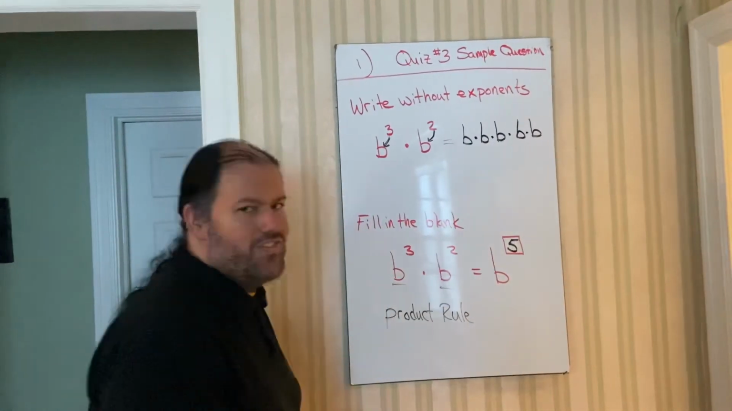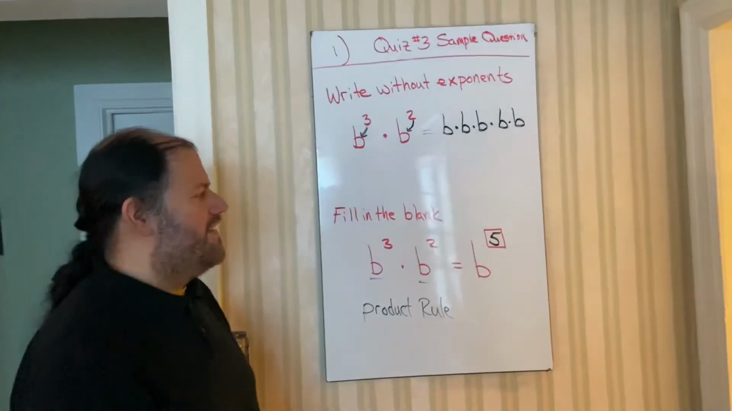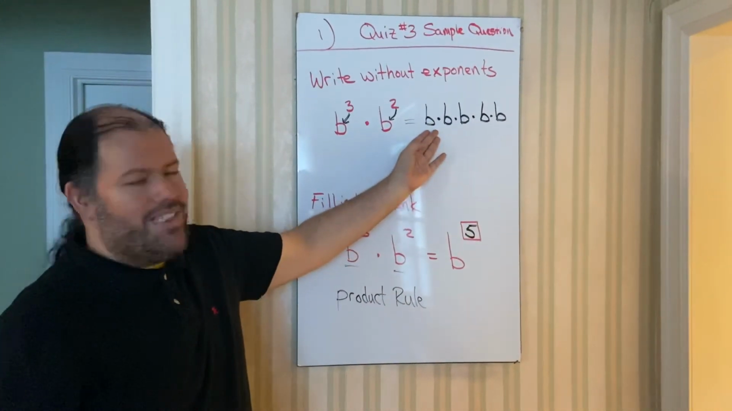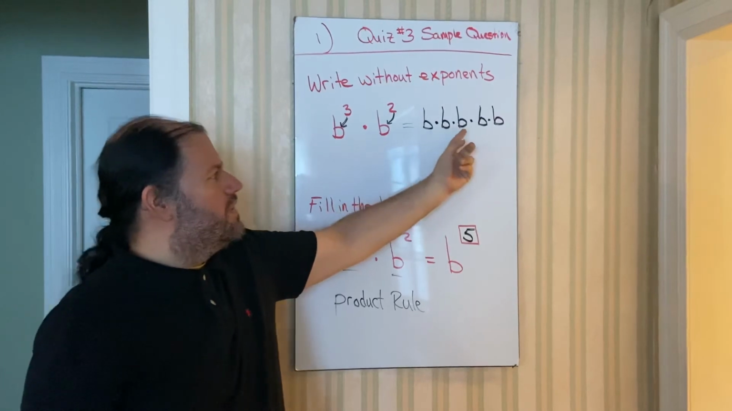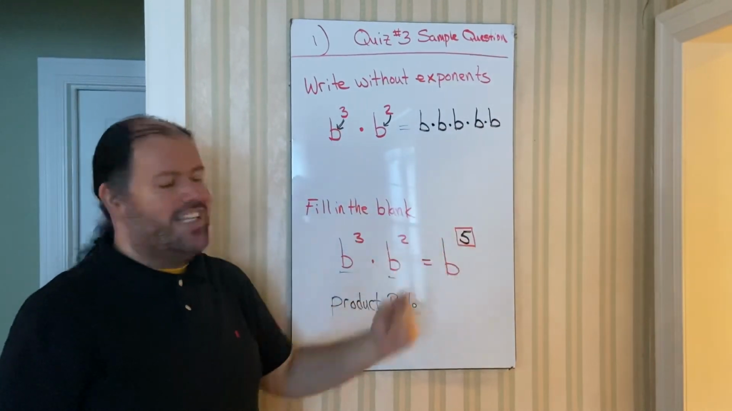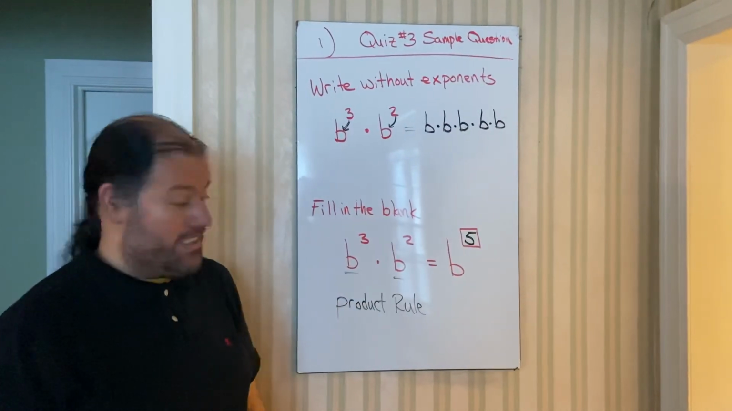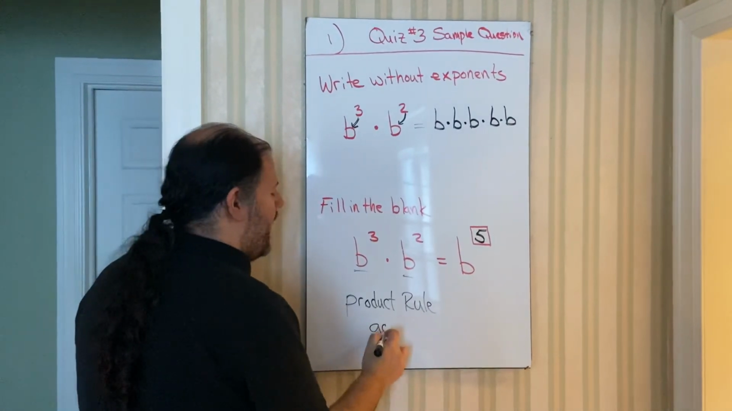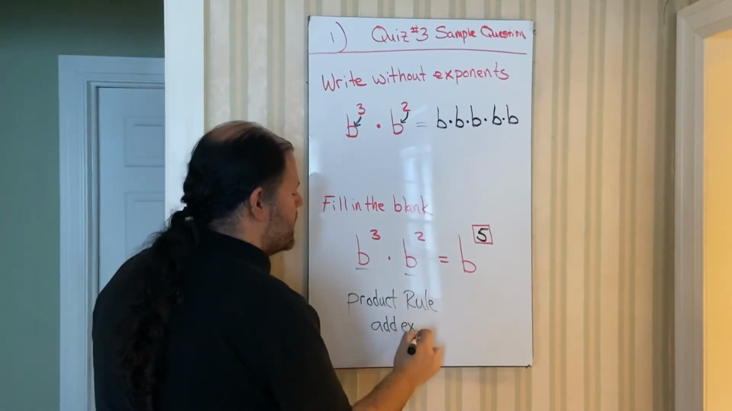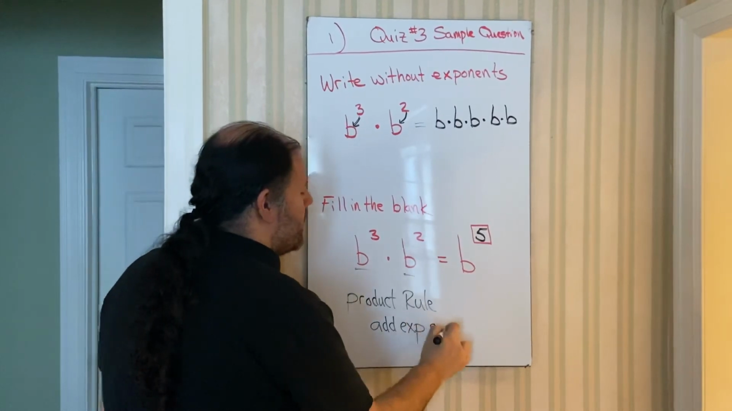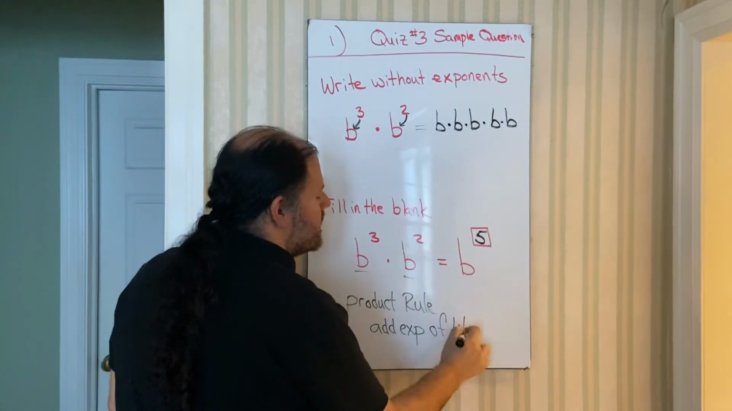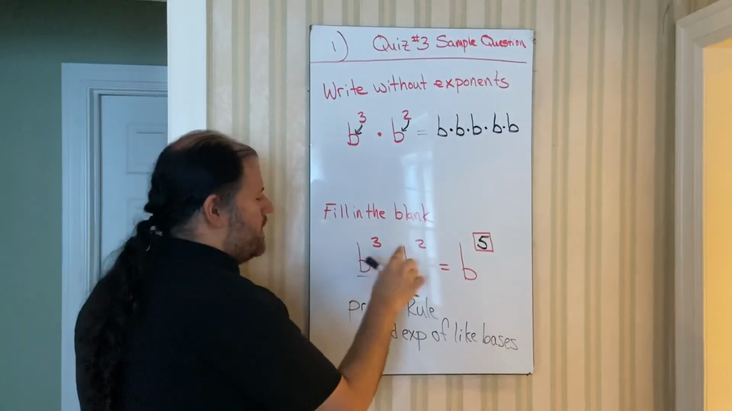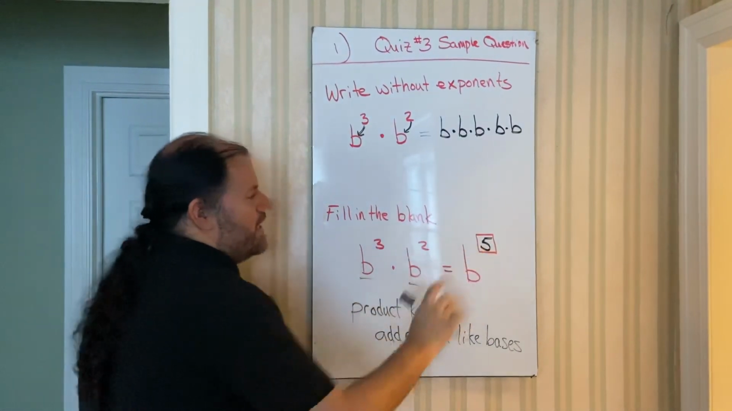I always get someone who says it's 6, and I'm like, I don't know how you got 6. Because if you look up on top, how many b's were there? 1, 2, 3, 4, 5. So it makes sense that has to be a 5 and not a 6. Because remember, product rule, we have to add exponents, not multiply, of like bases. So 3 plus 2, you're going to write in a 5.